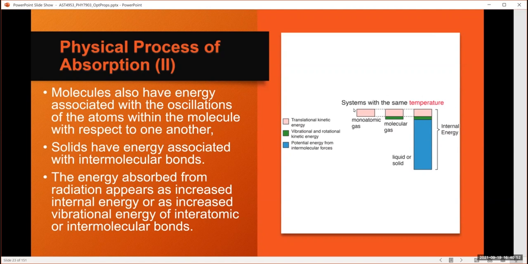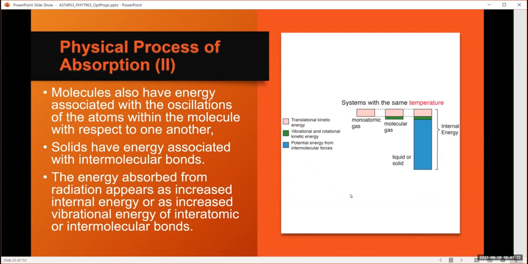So here what we can see is that for systems at the same temperature, if we just have a monoatomic gas, the only thing it has is its kinetic energy. If you've got molecules, now you've got some vibrations between the atoms that are bonded together in the molecules, and also the rotation of those molecules. But if you've got a solid, now you've got this internal energy that is the intermolecular bonds that are able to wiggle and store energy. And so you can store a lot of energy in a solid.